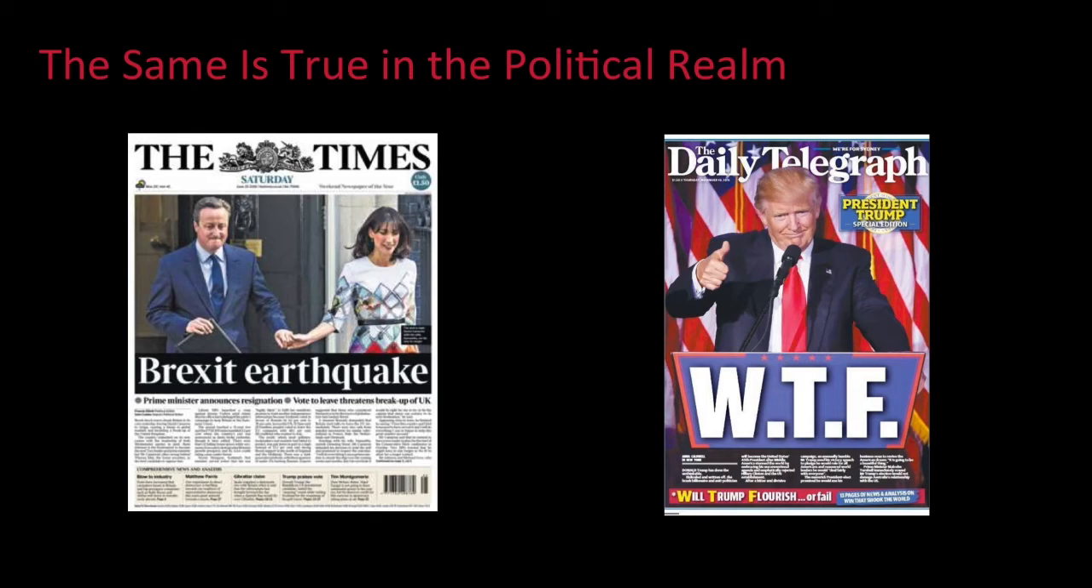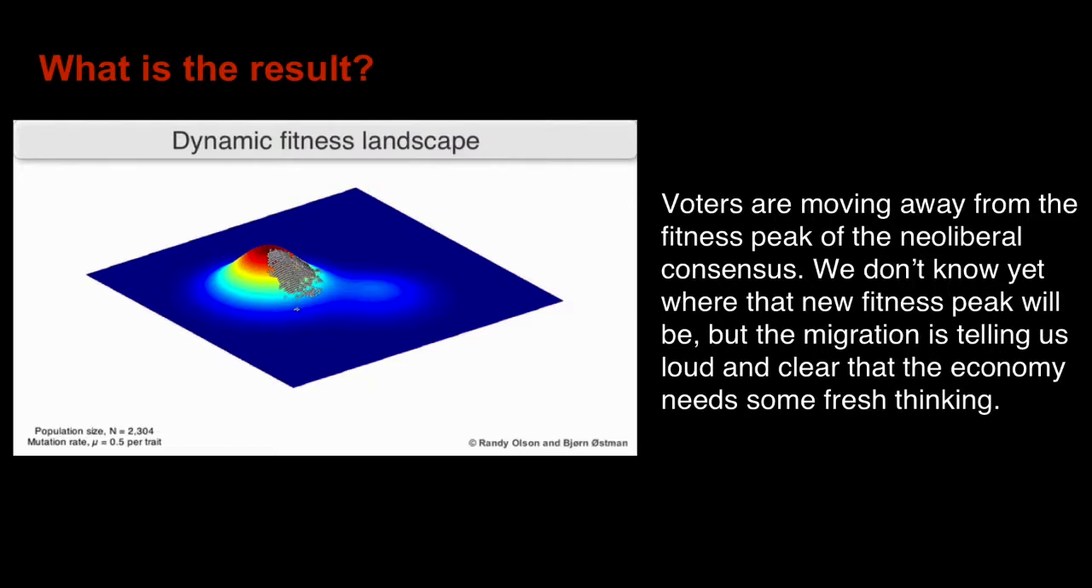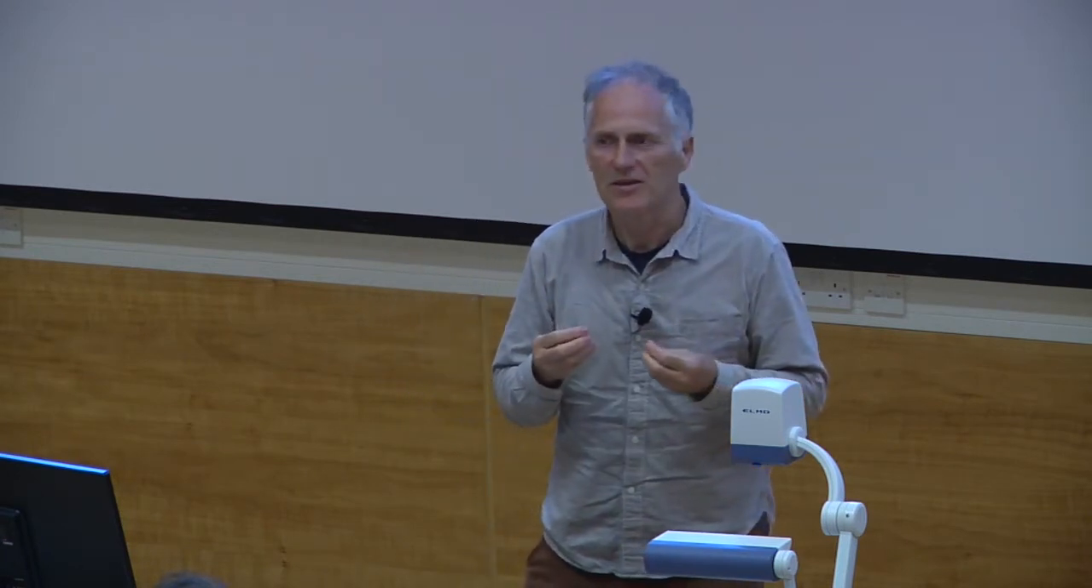This is also true, as we know, in the political realm. You've had that experience in the UK, and we've experienced it in the US. The result is voters moving away from the fitness peak of the neoliberal consensus, which is that what's good for business is good for the economy, what's good for financial markets is good for the economy. We don't know where the new fitness peak is yet. But circumstances are telling us that people are migrating away from the set of things that we have believed, that we have been operating on. And it's incumbent on all of us to more consciously seek out the possibilities of the future, to figure out how to build a better society.